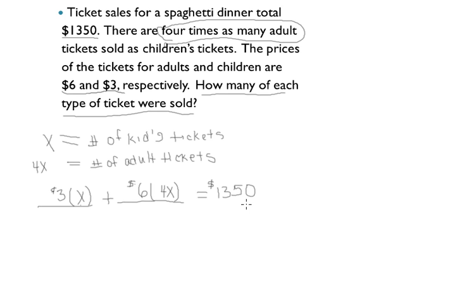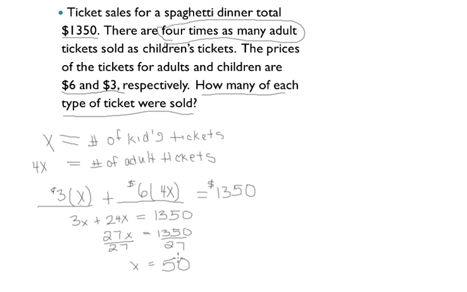Once I have an equation to model the problem, I can just do the algebra. So I multiply first to get 3x plus 24x is equal to 1,350. The 3x and the 24x are like terms, so I add them and I get 27x is equal to 1,350. The inverse or opposite of multiplication is division, so I divide by 27 on both sides of my equation, and I get x is equal to 50.